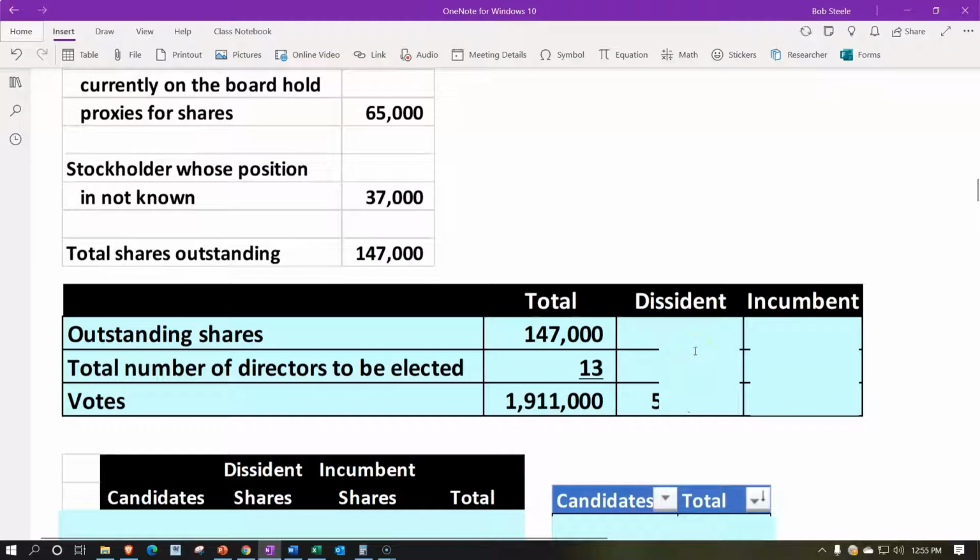Now, if we look at our side, we're the dissident in this case. We're trying to make change happen here. So for us, we say that we have 45,000 shares. So that's the 45,000 shares, and we multiply that times the 13 for the number of board members. That means we have 585,000 votes.